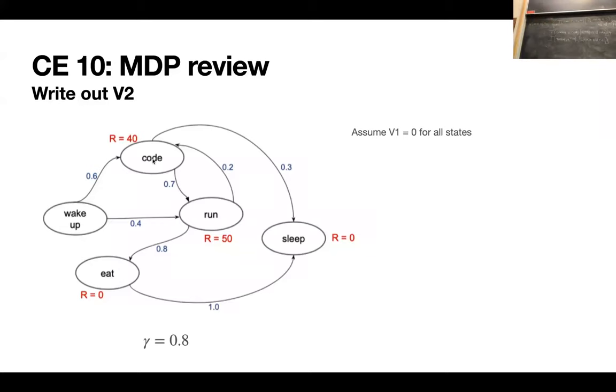Does this make sense? So I've just expanded this, the sum of all the states. Well, there's only two possible states we can end up in this MDP. And this is equal to, what's this transition? This is with code, this is 0.6 times R code 40 plus gamma is 0.8 times, what's this? It's zero, yes. This is V1, right? These are the values from the previous iteration. So now we can put in V2 here at iteration 2.